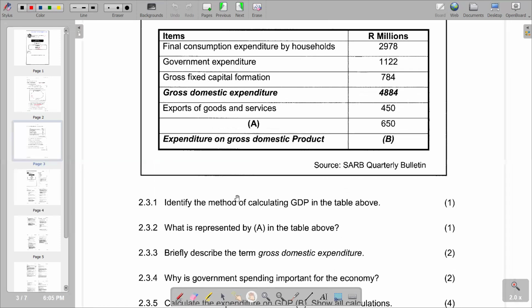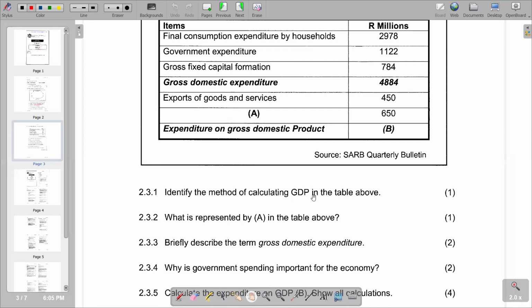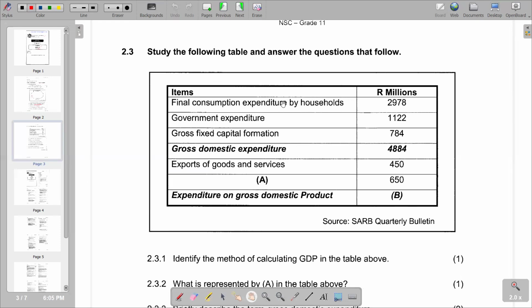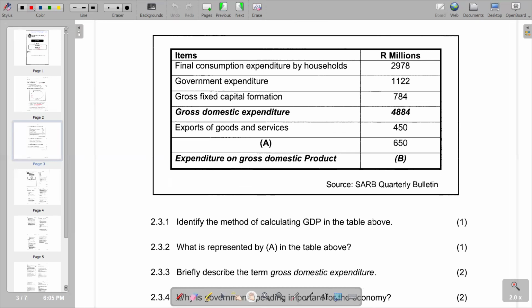So we go down. The first question says, identify the method of calculating GDP in the table above. Remember, GDP stands for gross domestic product. And they're asking about the method of calculating that is being depicted there. We can see that the components are expenditures, and finally the figure that we have has a description of expenditure on gross domestic product. Obviously, this is an expenditure method. So basically, the method that we have is the expenditure method.